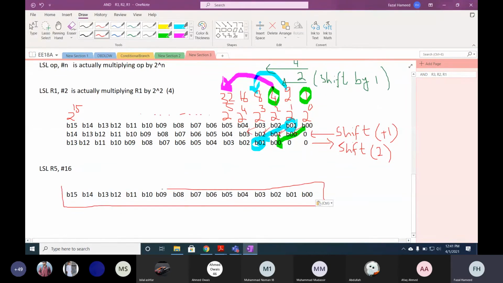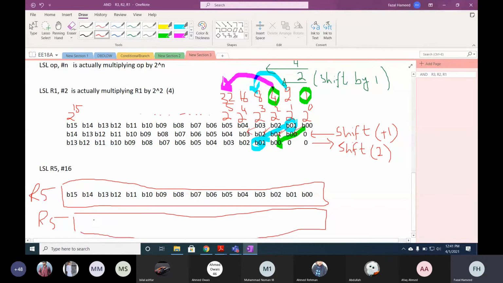Everything will become 0. So the new contents of R5 will be all 0s, because how many zeros are we inserting? 16 zeros. When we insert 16 zeros from the left, all of the bits will be lost.